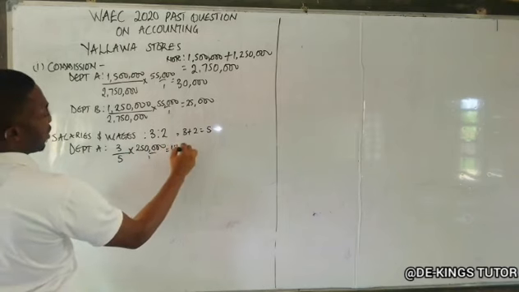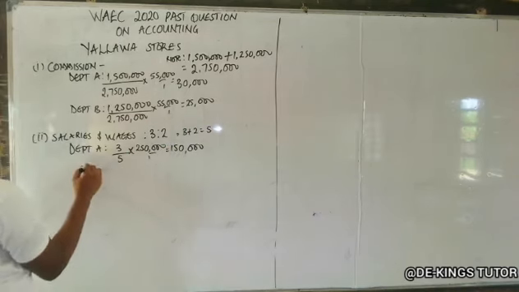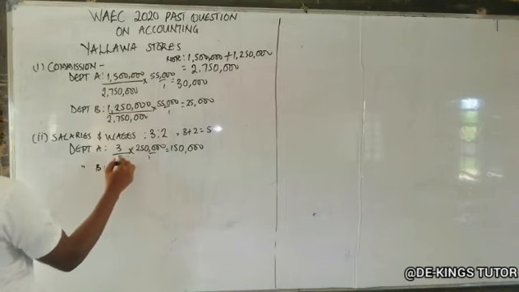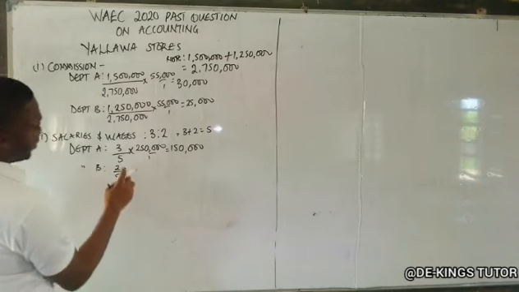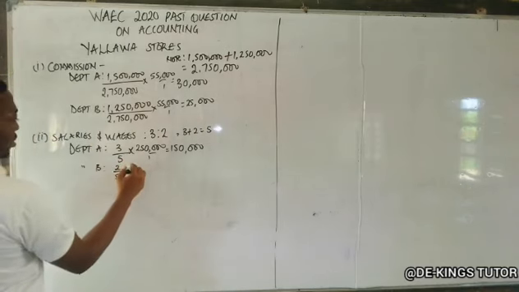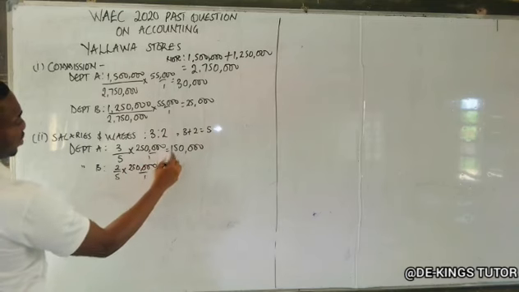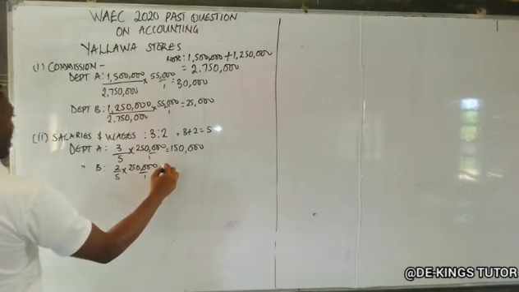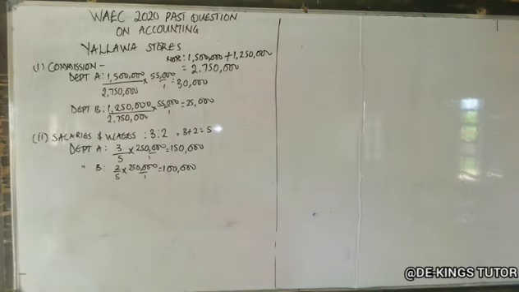Department B, we have 2 over 5 times 250,000. We have 100,000. Okay? So that is for Department B. The next one, III, we have discount received.